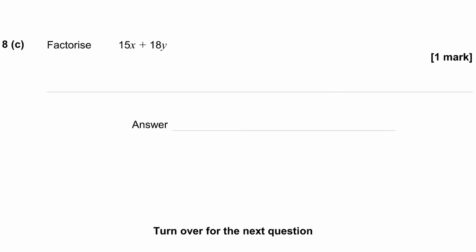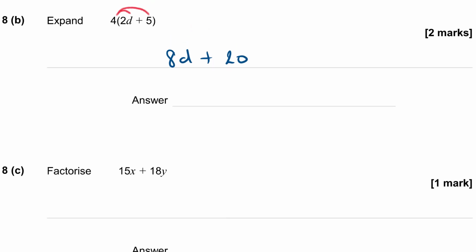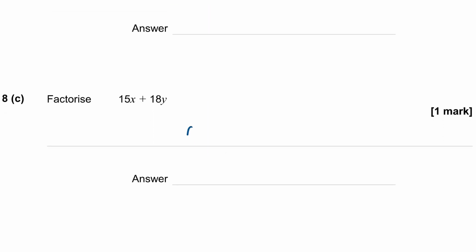We're asked to factorize 15x plus 18y. Now that's pretty much the opposite of what we were just doing. Expanding removes brackets, and factorizing puts them back in. The thing that goes on the outside of the bracket is the thing that's common to both terms. So we've got an x in one and a y in the other, so they're not common, but we've got a 15 and an 18. 15 and 18 are both in the 3 times table, so I can put a 3 on the outside.